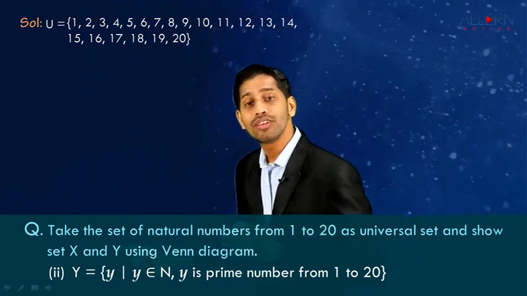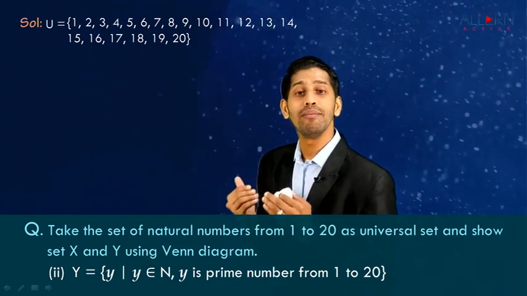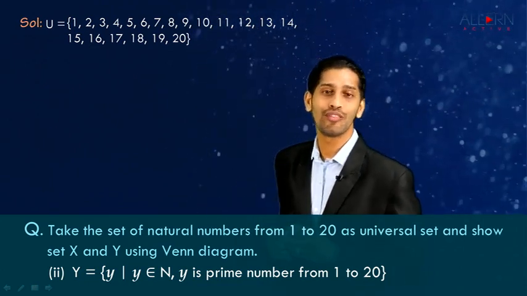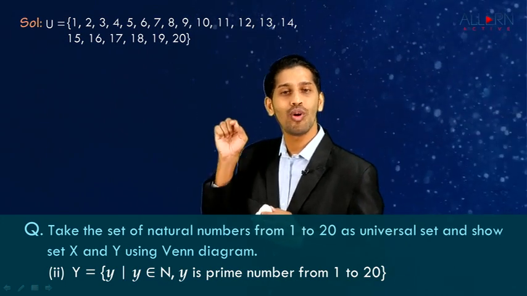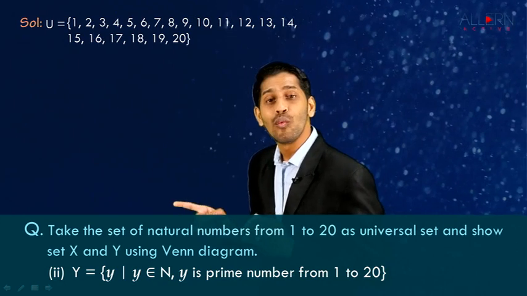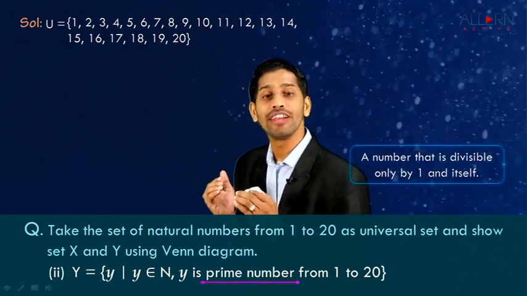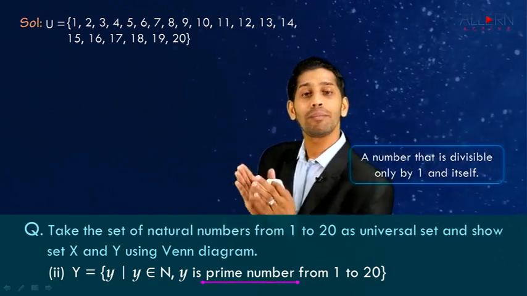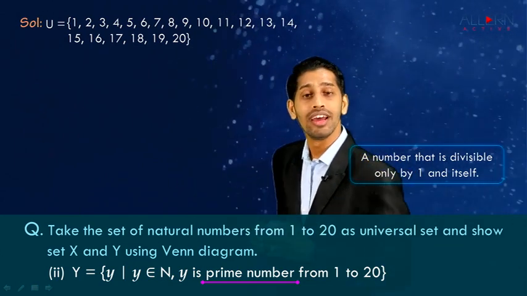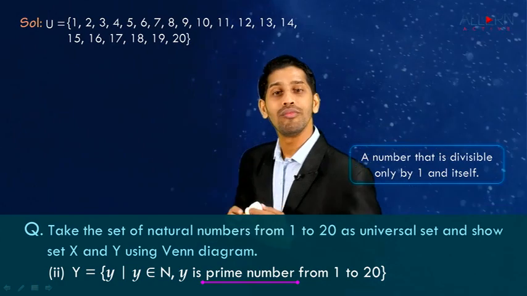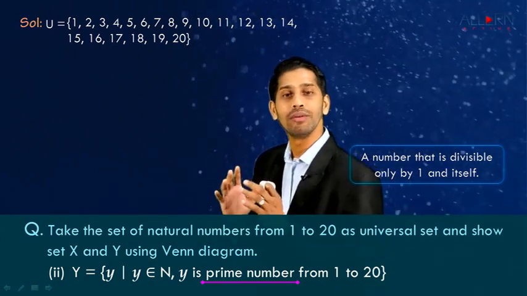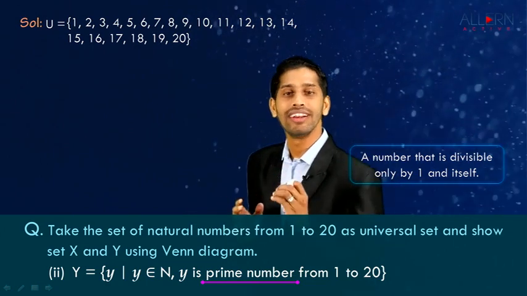Now if you observe set Y, it is in set builder form. So we need to first convert it into roster form. So whatever comes after that small vertical line, such that, we need to solve it first. It says that y is an element of natural number and it is a prime number. So what are prime numbers? Prime numbers we have discussed earlier. Prime numbers are those numbers which are divisible by 1 and itself, and we need to write those prime numbers which start from 1 and end at 20.